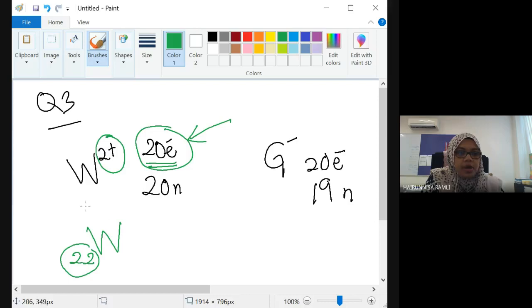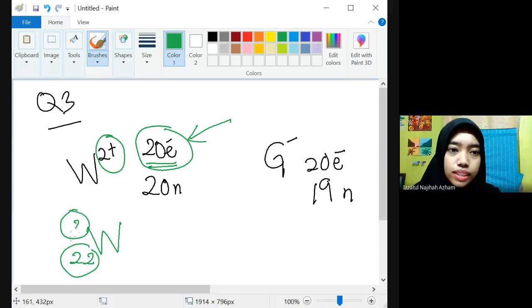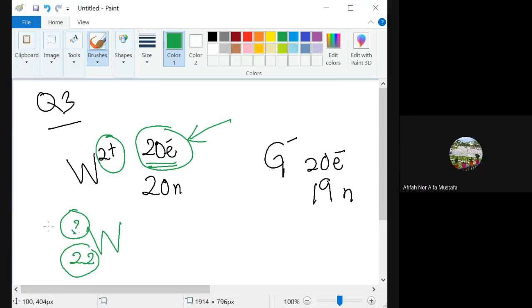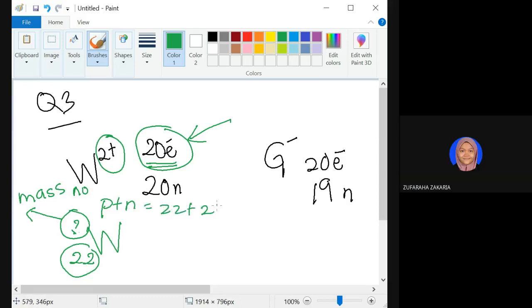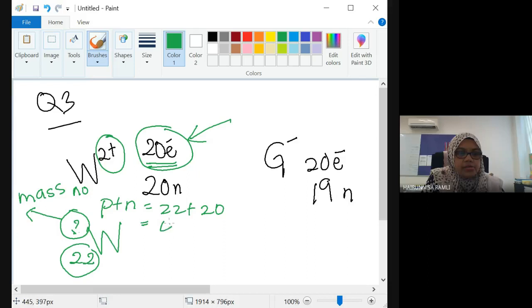Okay. So how about the number here, on top? 42. This is the mass number. Mass number is equal to proton plus neutron, right? So 22 plus 20 equals 42. So it should be 42, 22.